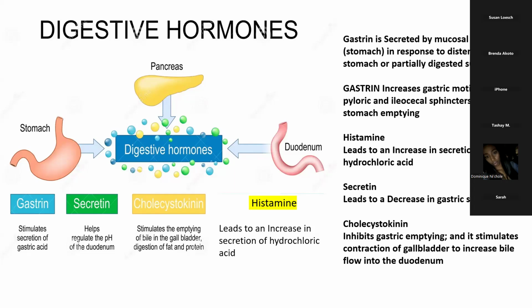Cholecystokinin. This stimulates the emptying of the bile in the gallbladder to help with digestion of fat and protein. It inhibits gastric emptying. And it allows an increase in bile to flow into that duodenum. And then histamine. This leads to an increase in secretion of hydrochloric acid, which we need for certain things to happen in the body.